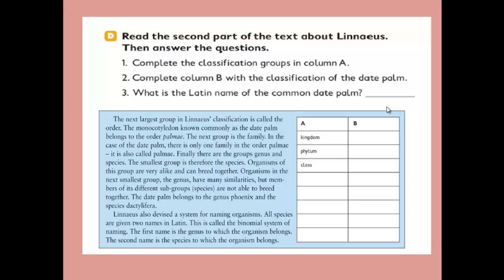Linnaeus also devised a system for naming organisms. All species are given two names in Latin. This is called the binomial system of naming. The first name is the genus to which the organism belongs, and the second name is the species to which the organism belongs. Now, after reading this text, my dear students, we can conclude our lesson.